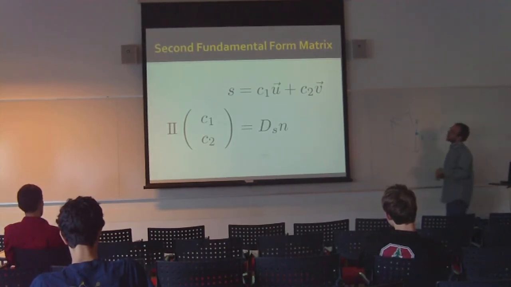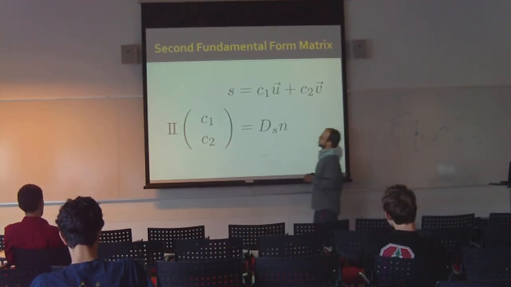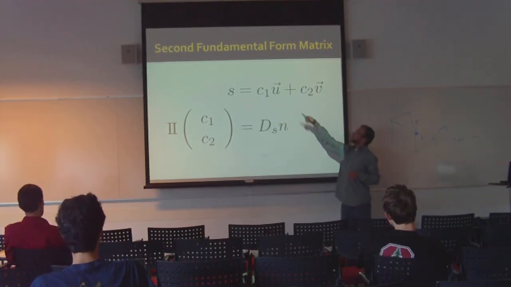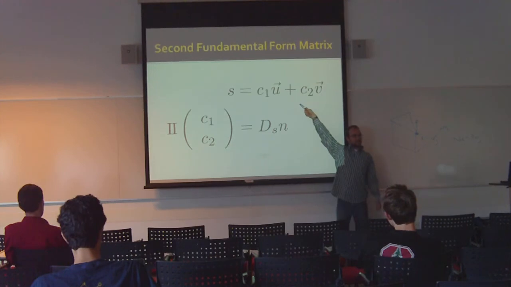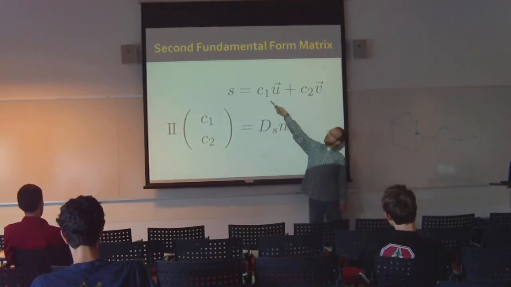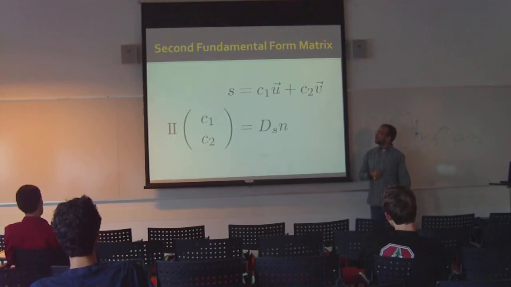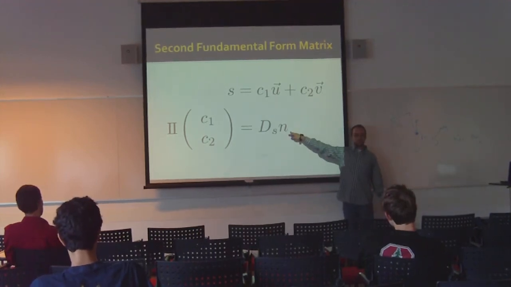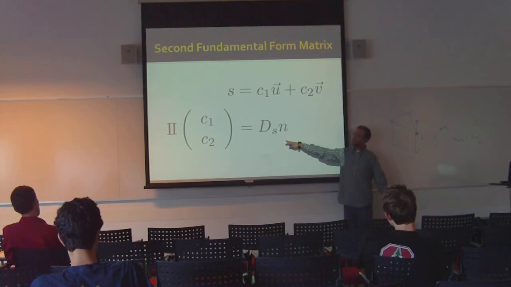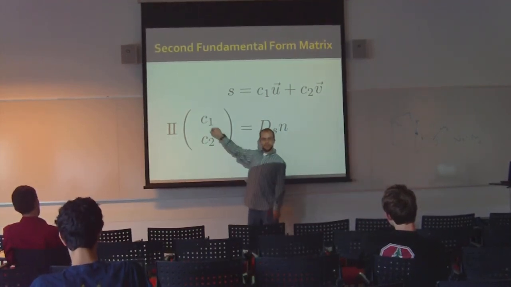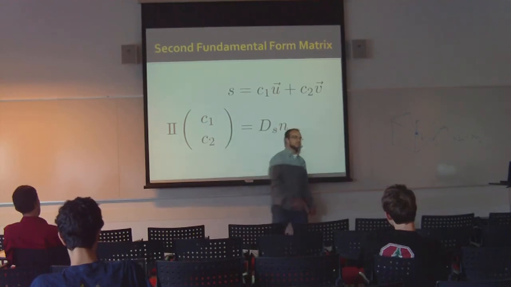So let's say that I choose some direction s. There should probably be a vector over s, I apologize. And s is going to be some combination of the two tangent directions u and v, with coefficients c1 and c2. Then, if I want the derivative of the normal vector of the surface in the s direction, all I do is take this 2 by 2 matrix and multiply it by the coefficients of u and v. Easy enough. This is all just math 6 1.